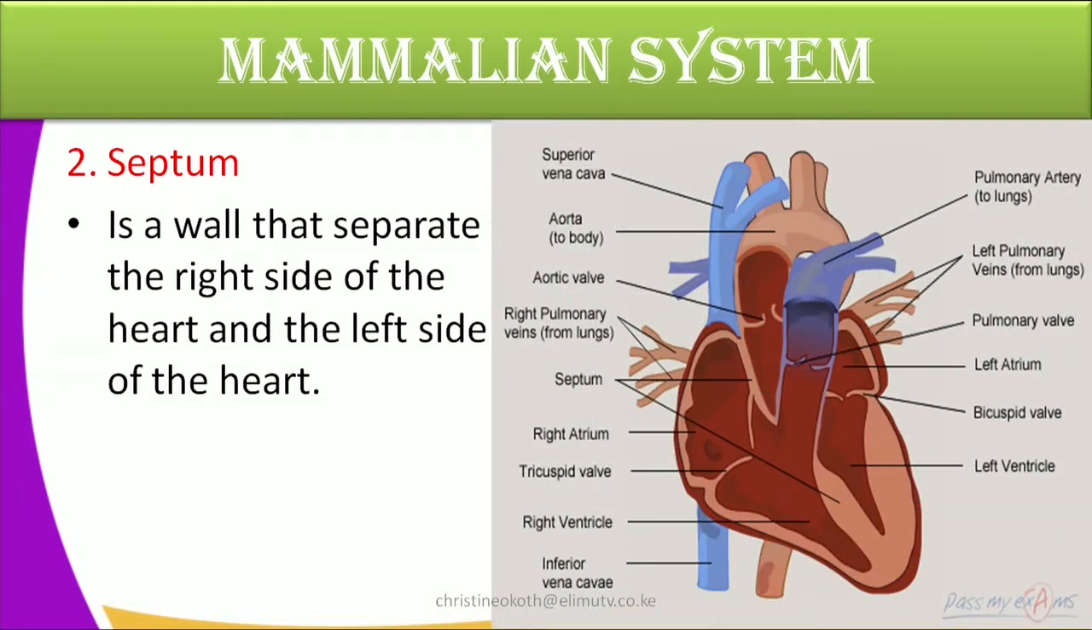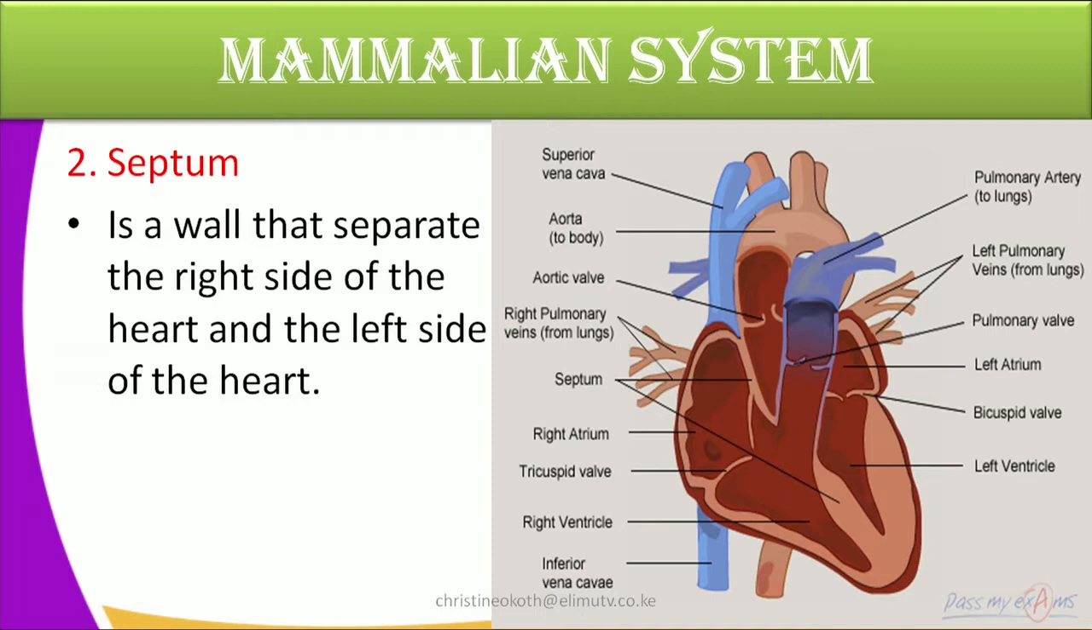Another structure you might have noticed when you're looking at the video on dissecting the heart of the sheep is something we call the septum. The septum is a wall which is found between the two sides of the heart, that is the left side and the right side of the heart. If you look at our diagram here, the septum is just that wall between the right ventricle and the left ventricle. We have said that this is a wall that will separate the right side of the heart and the left side of the heart.